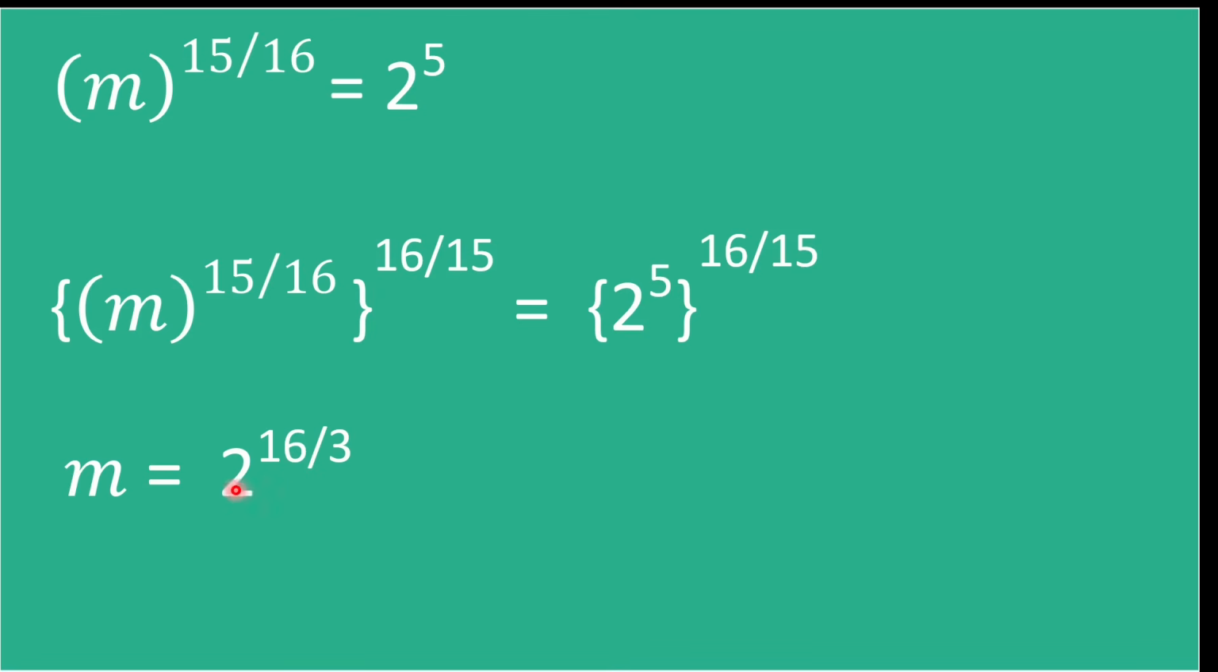And as we have solved in the previous section, we can write this 2 power 16 divided by 3 as 32 into cube root of 2, which is our answer. So I think method number 2 is comparatively easy. The only thing is you have to understand the meaning of single square root, double square root, triple square root, and 4 times, that is tetra square root. Then you can solve this question easily.